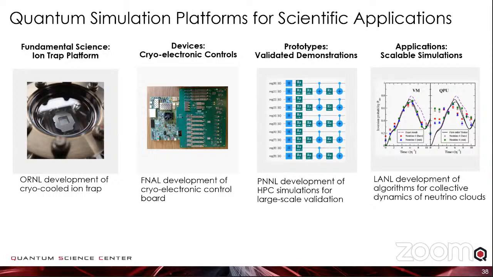Similarly, at Pacific Northwest, they've developed HPC simulations that can extend up to the large scales necessary to test when we can demonstrate quantum computers on problems of significance. And then finally, our collaborators at Los Alamos are looking at new types of algorithms, including those tailored to applications, such as the dynamics of neutrino clouds that are observed inside of dense matter. Now, all of these individual efforts, of course, are combined together through the center to bring this integration to bear, to demonstrate that we can actually reach useful quantum simulation applications by having a multitude of efforts and a multitude of pathways.